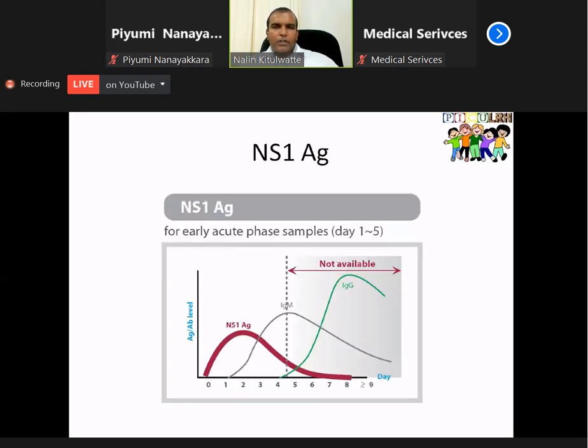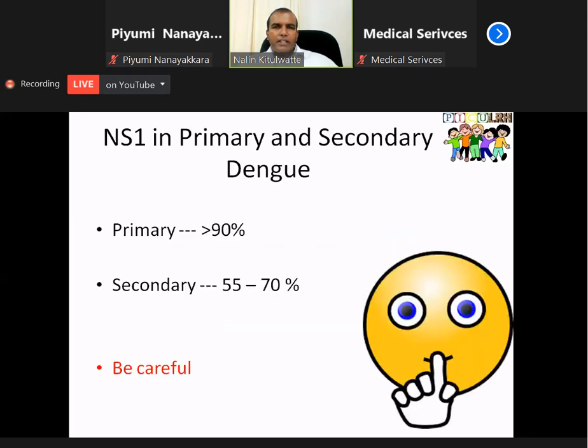So I am not going to go into detail. You know better than me about this antigen and antibody. So this is important: NS1 in primary and secondary dengue. In primary dengue, the NS1 positive rate is more than 90%. Now you can understand that.